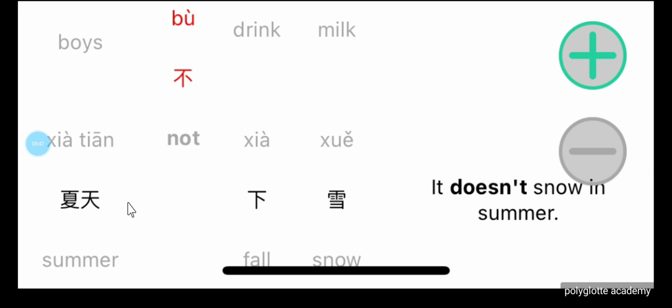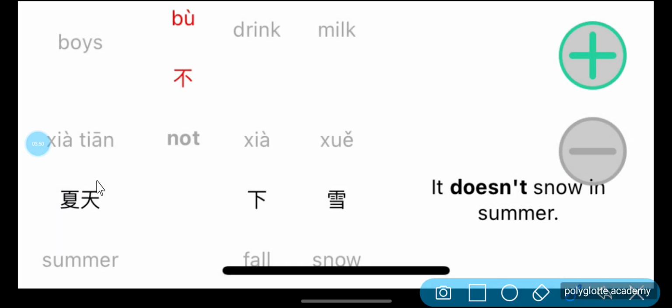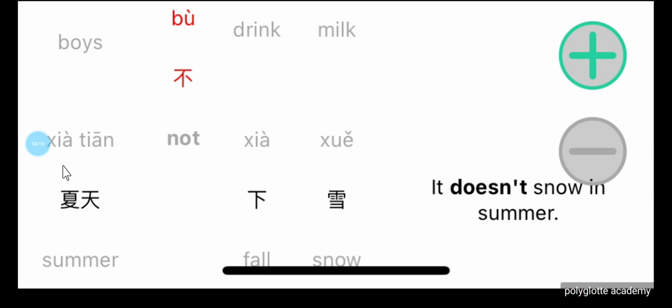Our next sentence here is 夏天, which means summer. This is a demonstration on how to write summer. We have something like this, super easy. 天 here means sky or heaven. So we have 夏天, which means summer.